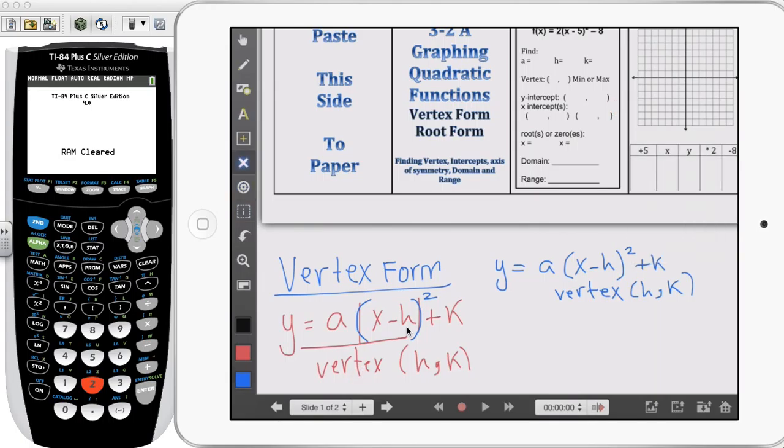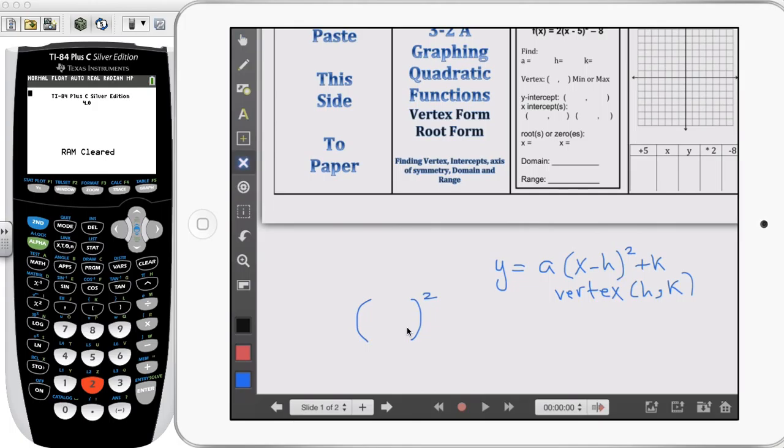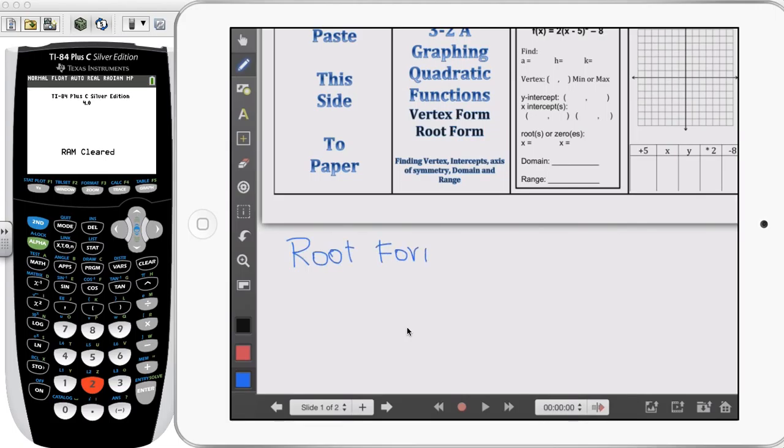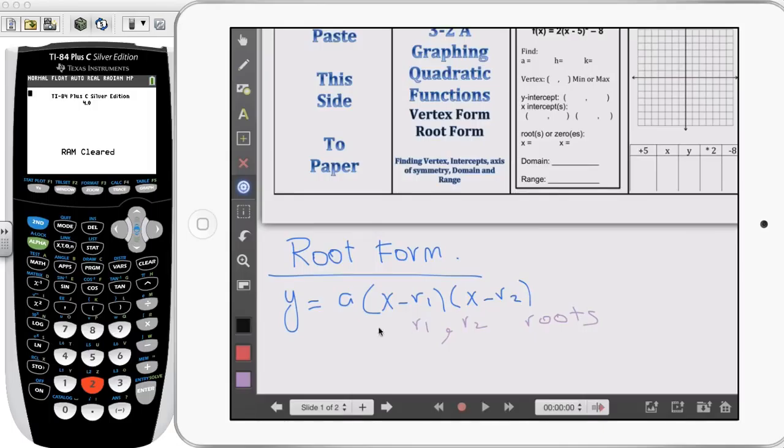What about the root form? So let's discuss what is a root form. The general equation of a root form is y equals a(x minus r1)(x minus r2), where the roots in this case are going to be r1 and r2. These are going to be your roots. And this is why it's called a root form, because you're able to get the roots right from the equation. We're going to have more practice on that, so don't worry if you don't get it 100%.